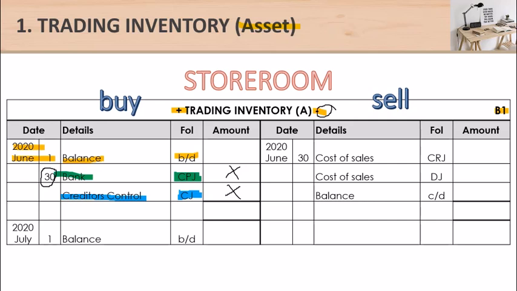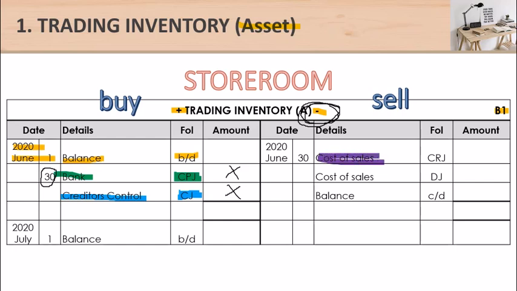Okay, I tried to circle the minus sign there. Let me try again. We've got less products in our storeroom. So our trading inventory decreases. Okay, and I just said that is the cost of our sale. Okay, so the details on the credit side of trading inventory will be cost of sales.